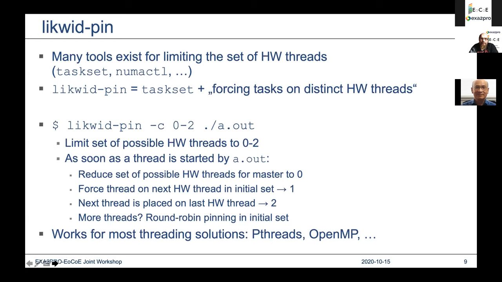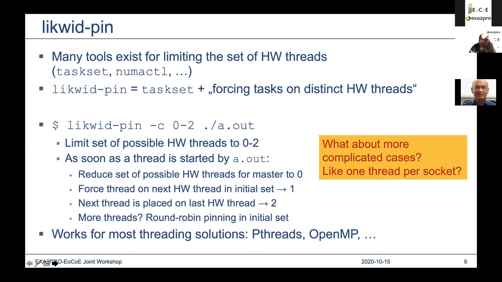So this is easy. We want to have distinct cores. But what can we do if we want to pin to some more complicated cases? Like we want to have one thread per CPU socket, and we don't want to care about the system we run on. We know exactly that we always want to have 3 or 4 threads per socket. Then we can write the pinning string once and reuse it on every system, and LIKWID takes care of it.